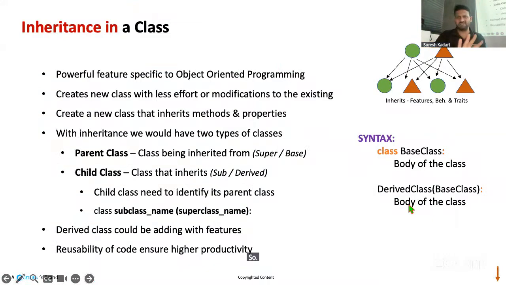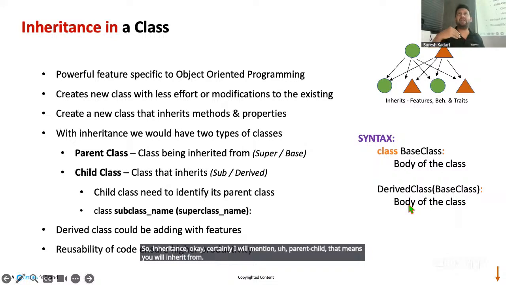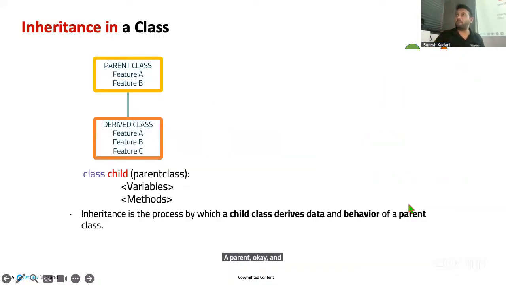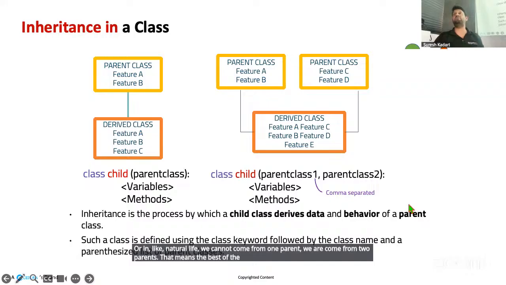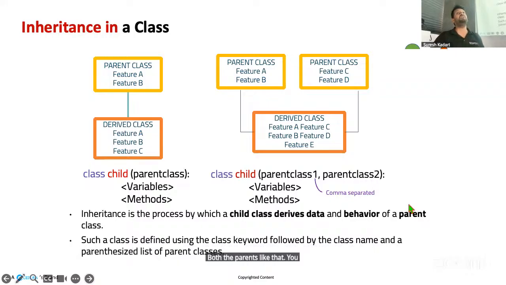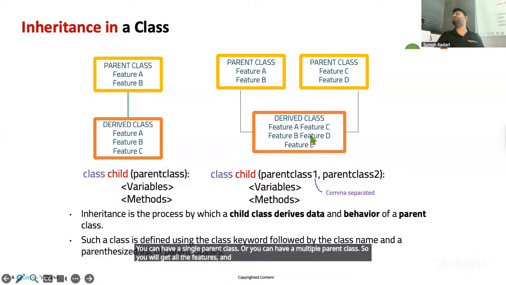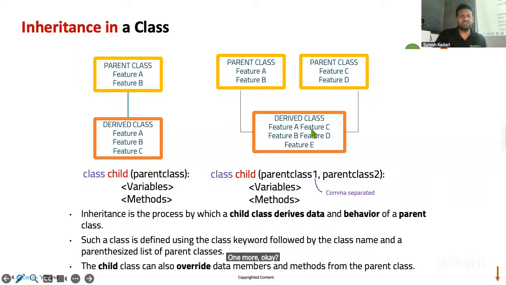For inheritance, I will mention parent-child. That means you will inherit from a parent. You can have one parent, or like in natural life, we cannot come from one parent, we come from two parents. That means we get the best of the genes from both parents. Like that, you can get features from parent class A, and you can get features from class B. You can have a single parent class or multiple parent classes. So you will get all the features, and I extend it with one more.